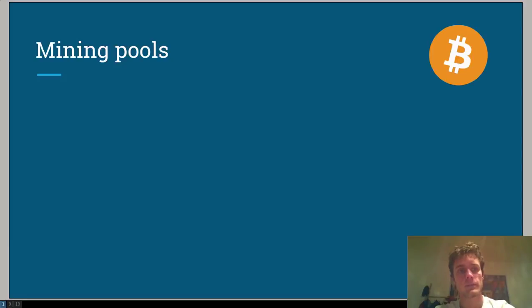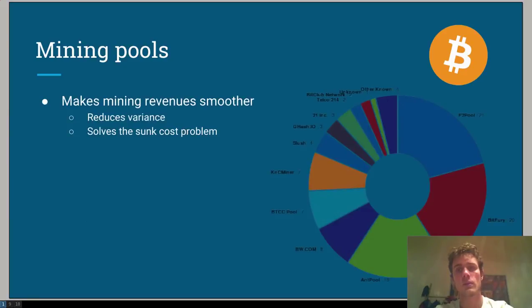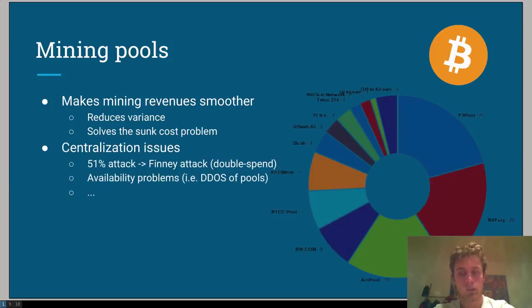So mining pools, so that's just what I was talking about here. So mining pools are basically, let's say, domains or websites where miners come together and put their computational power in common so that they can actually generate smoother revenues. But this also leads to centralization issues, and I said double spend before.